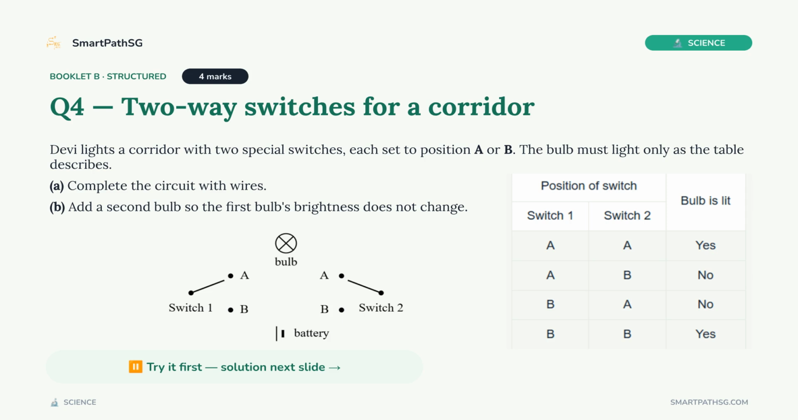Question 4. Devi lights a corridor with 2 special switches, each set to position A or B. The bulb must light only when both switches at A, or both switches at B. A. Complete the circuit with wires. B. Add a second bulb so the first bulb's brightness does not change.